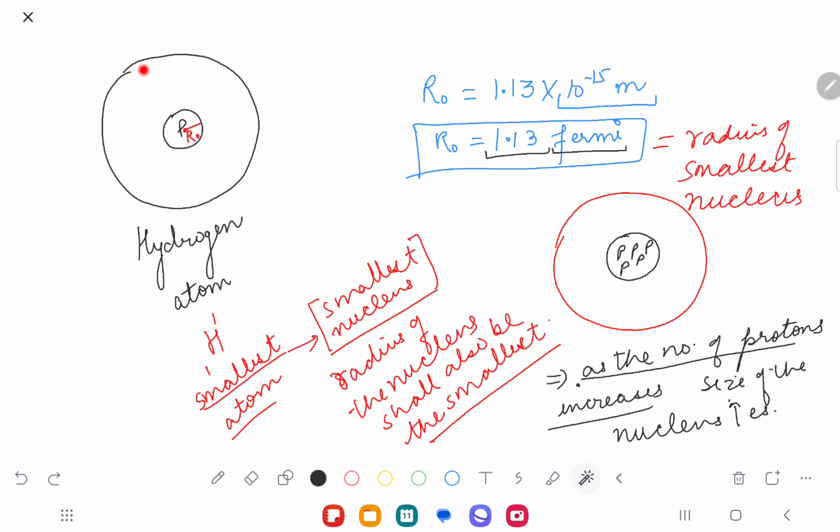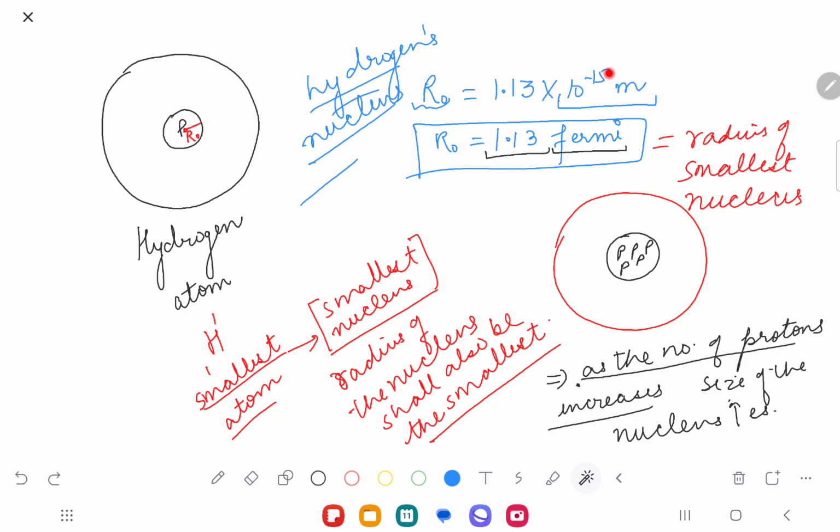Why so? Because this is a hydrogen atom. The hydrogen atom's nucleus has only one proton. Since the hydrogen atom is the smallest atom, its nucleus is also the smallest, so the radius of the nucleus shall be the smallest. What is the value of the hydrogen nucleus radius? We represent it with R naught, and R naught is 1.13 × 10^-15 meter.